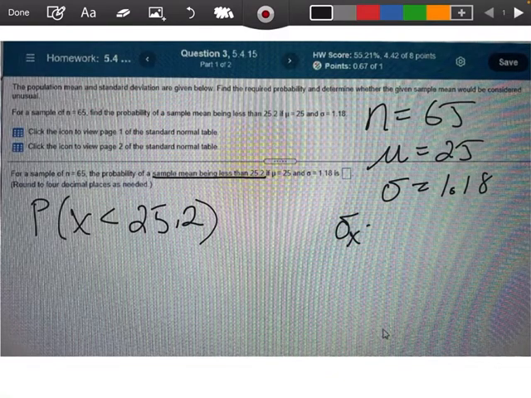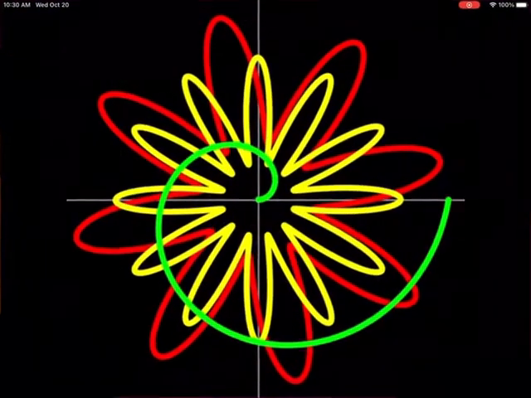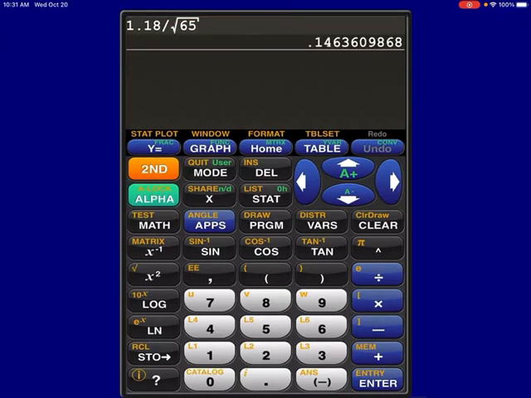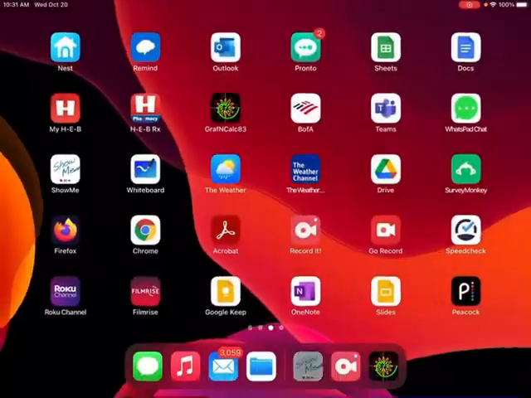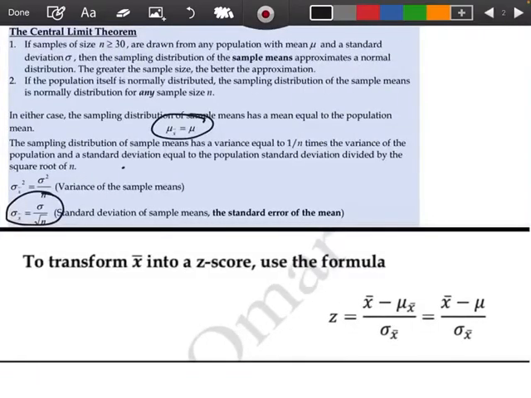So the first thing we're going to do is find our standard deviation for our sample means. It's going to be equal to our original standard deviation, which is 1.18, divided by the square root of n. N in this case was 65. So I'm going to take my calculator. Let me clear this out. I'm going to take 1.18 divided by the square root of 65. And I'm coming up with 0.1464. So right here, 0.1464.